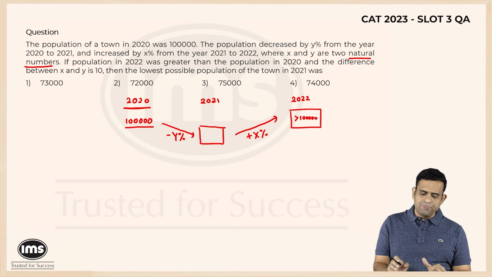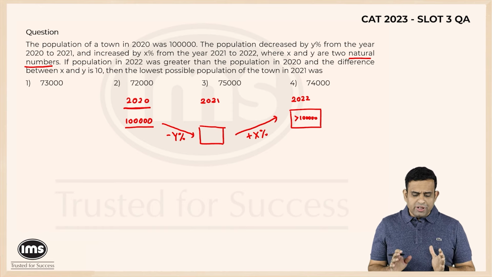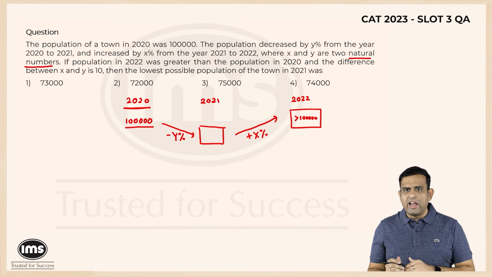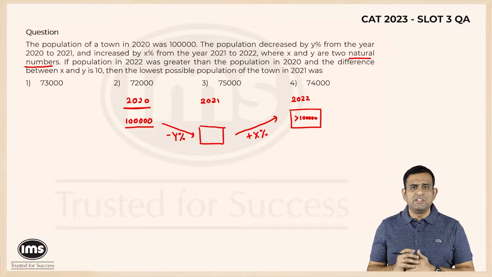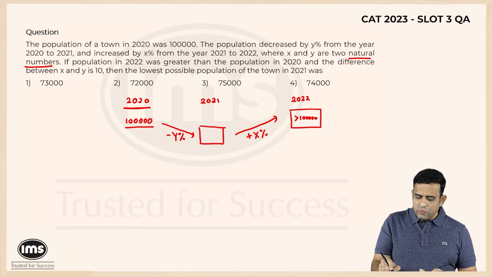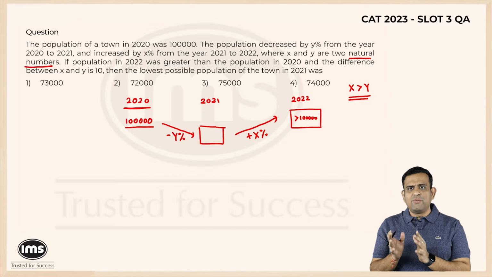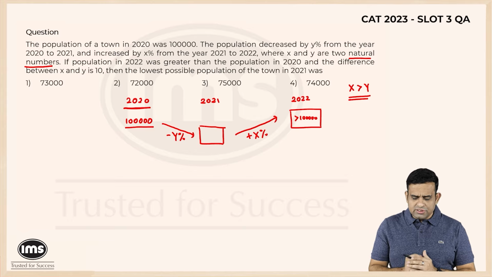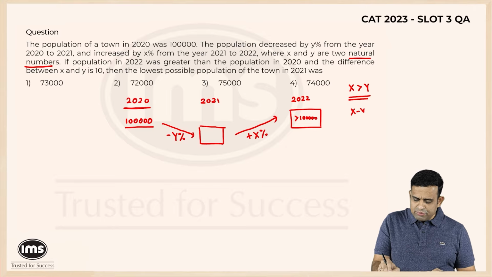This value has to be more than 1 lakh, 1,00,000. Now they have also given, definitely if I have reduced the value and then I'm increasing it so that it surpasses the initial value, the value of x has to be more than y. And x and y are both natural numbers, and the difference between x and y is 10. It simply means the value of x minus y should be equal to 10.